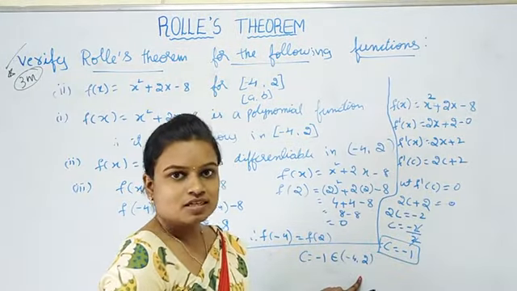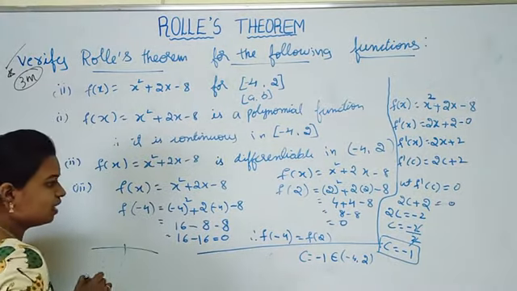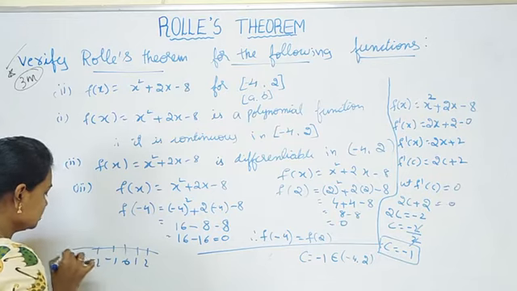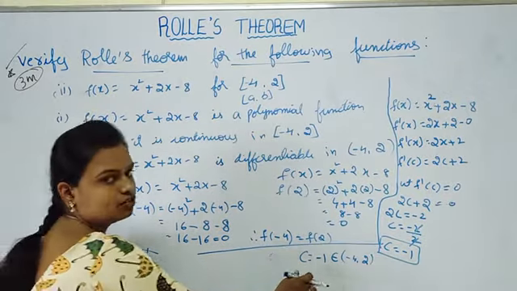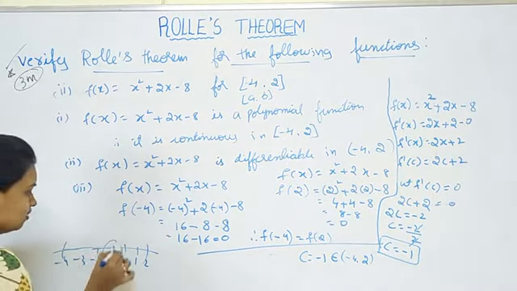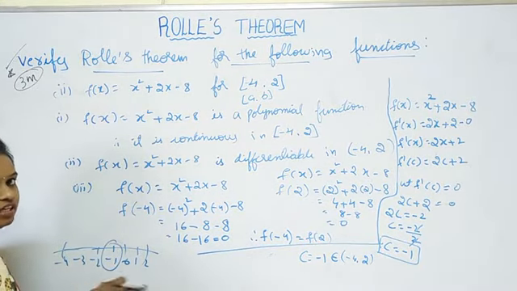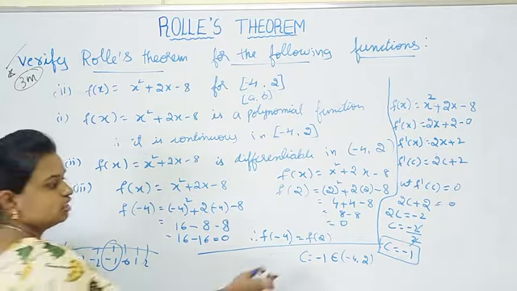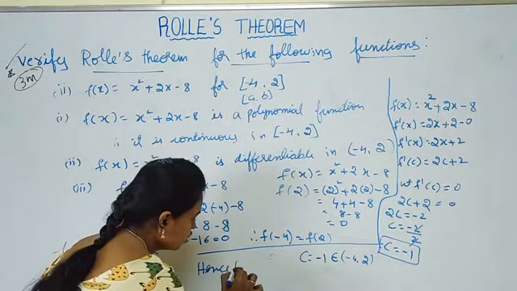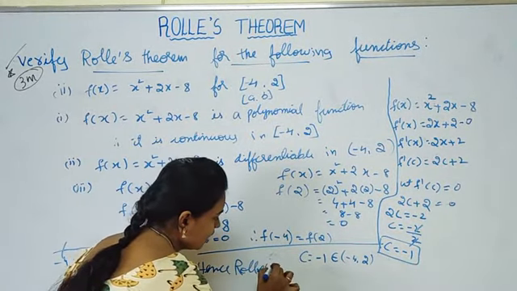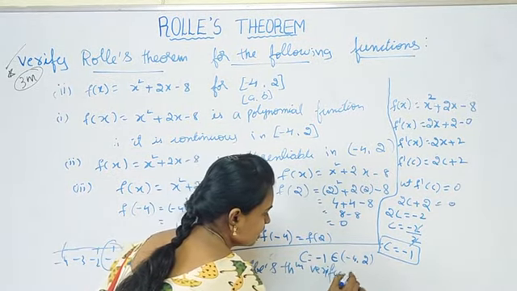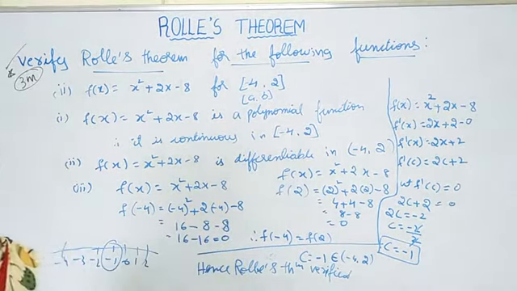So clearly -1 belongs to the interval, right? Because in the number line here we have 2, 1, 0, minus 1, minus 2, minus 3, minus 4. Here the interval is from minus 4 to plus 2. So minus 1 belongs to the interval between these two numbers only. So c belongs to -4, 2. Hence Rolle's theorem is verified.